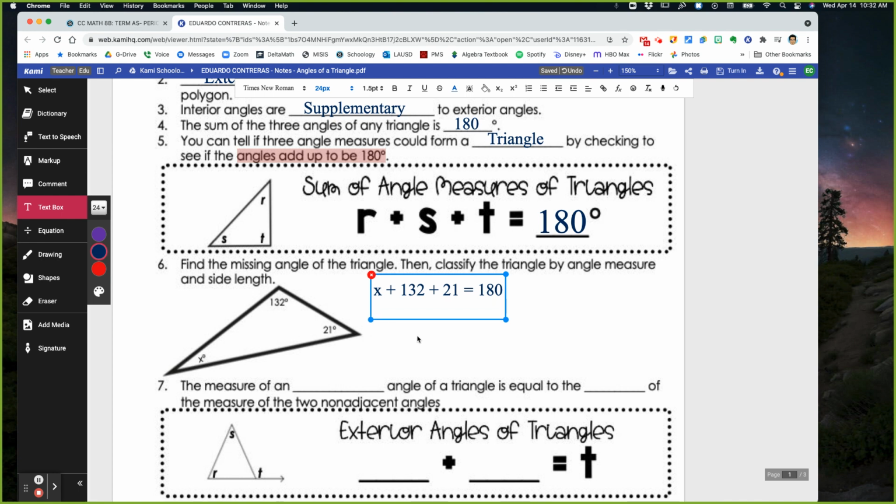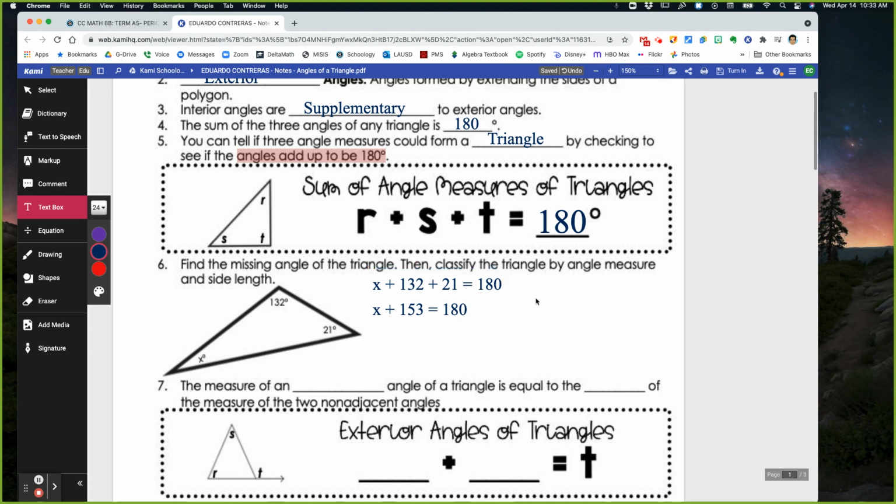So therefore, now I could just add up the 132 and 21, the actual numbers. And that's, what is that? 153? Yeah. That equals 180. And then I use a little algebra. Now it's a very basic equation, right? Subtract 153 from both sides.